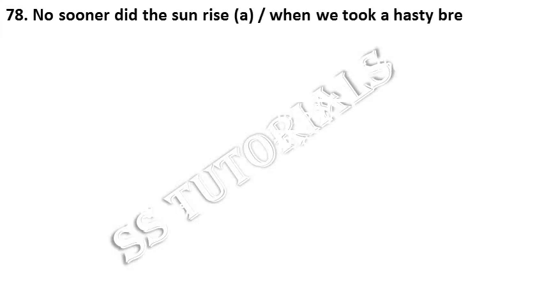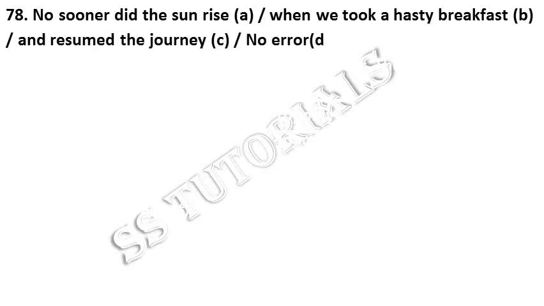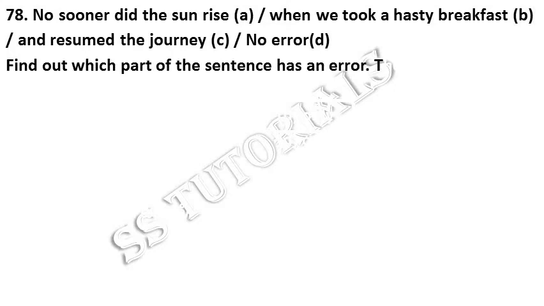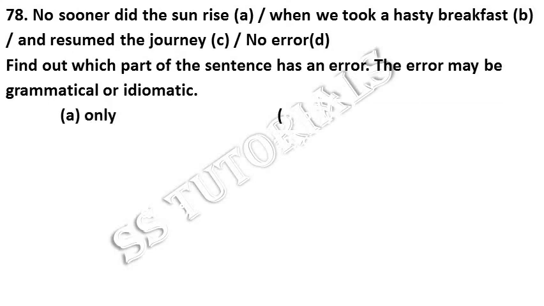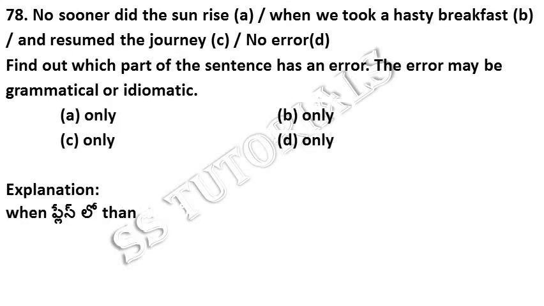No sooner did the sun rise when we took a hasty breakfast and resumed the journey. No error. Find out which part of the sentence has an error. Answer: B only.